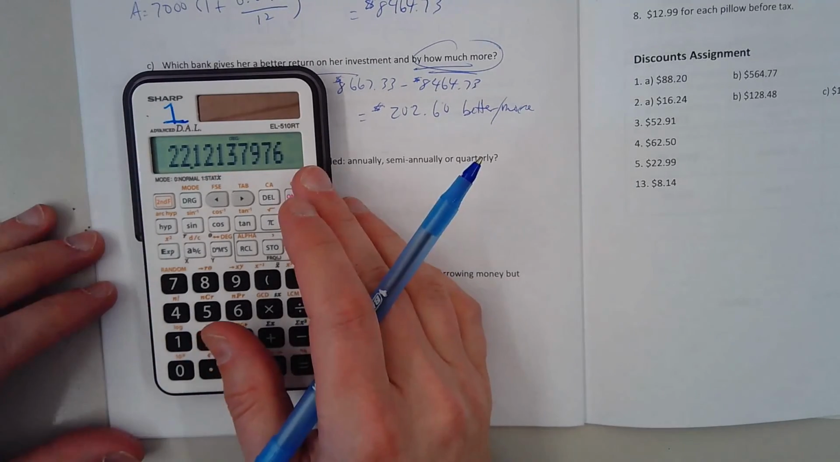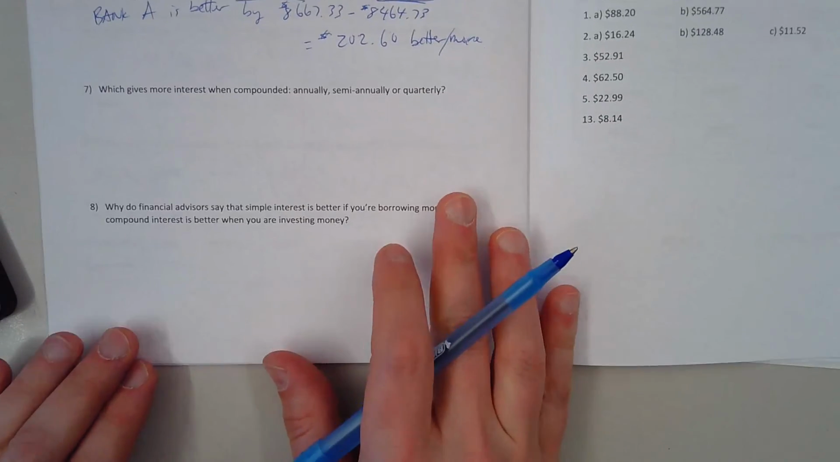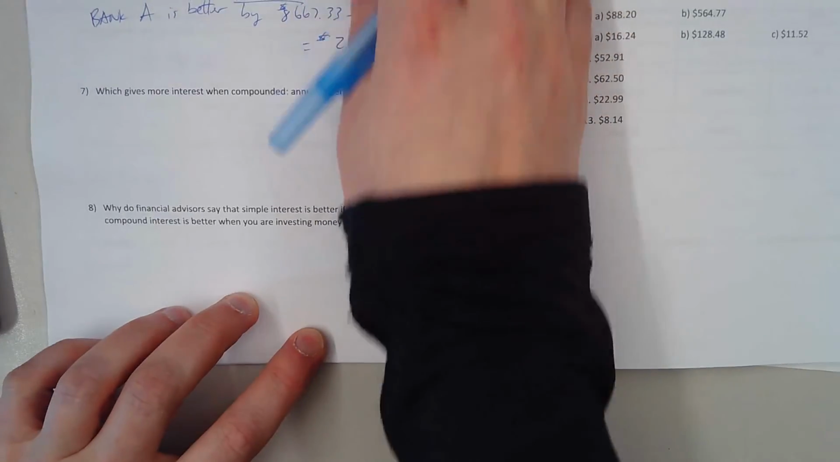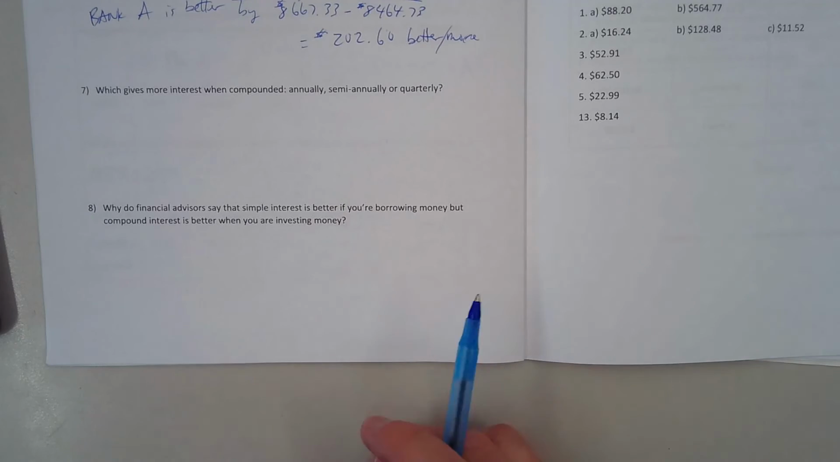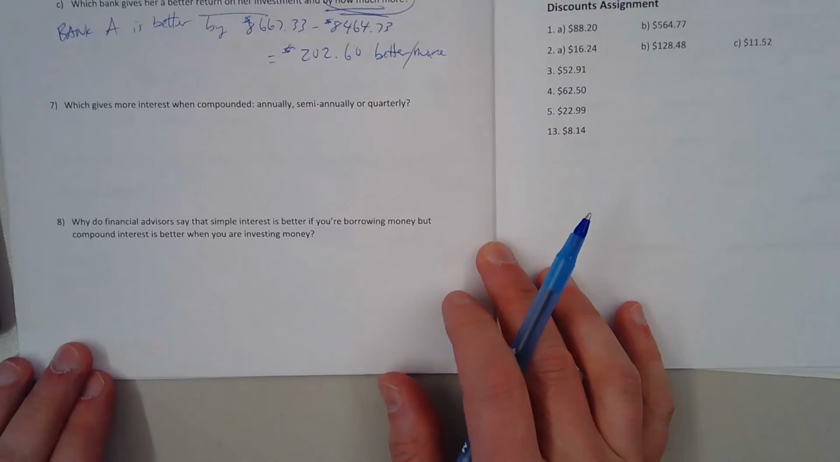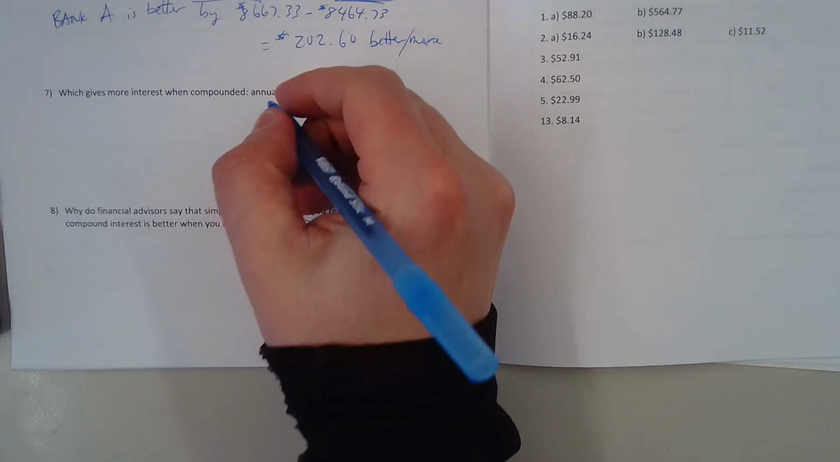Okay, number 7. Which gives more interest when compounded? Annually, semi-annually, or quarterly? So this is n equals 1. That's n equals 2, and that's n equals 4. So which one generates more interest? 4. Yeah. The more compounding periods, the more interest. Okay? For good or bad. If it's a loan, it's bad. If it's an investment, it's good.